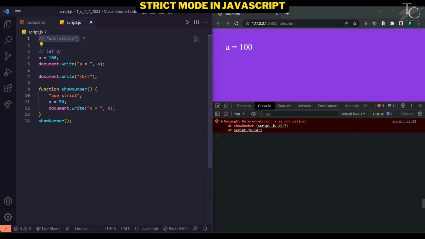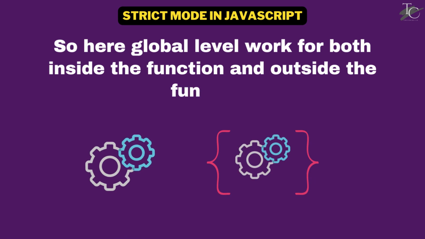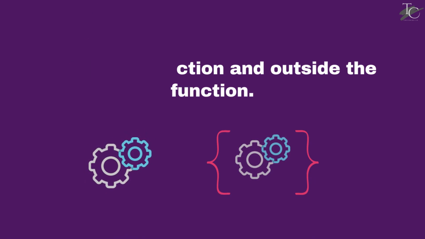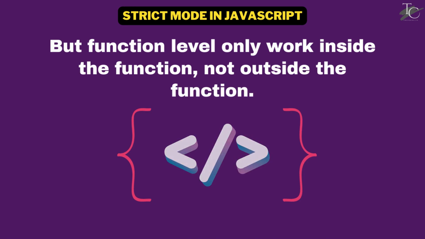Here I remove the global strict mode, but still use strict mode inside this function, so it only works for this function, not for the whole script. Like here, outside of the function, it doesn't give any error and shows the output, but inside it shows an error. So the global level works both inside the function and outside the function. But the function level only works inside the function, not outside the function.